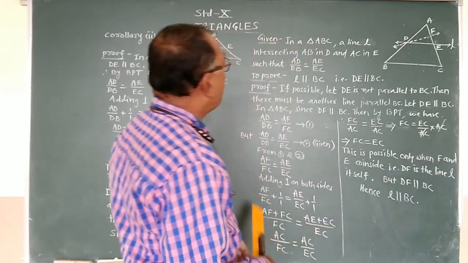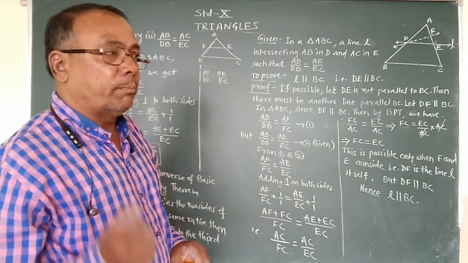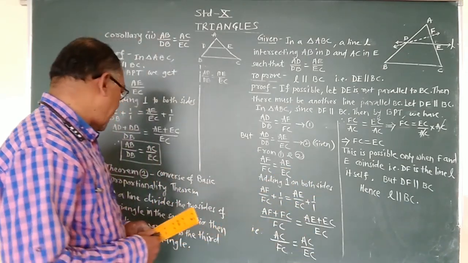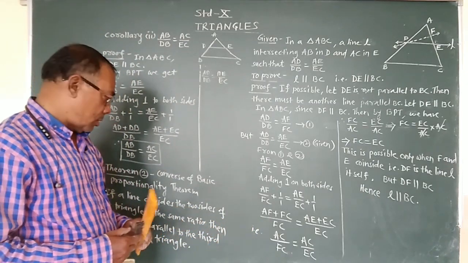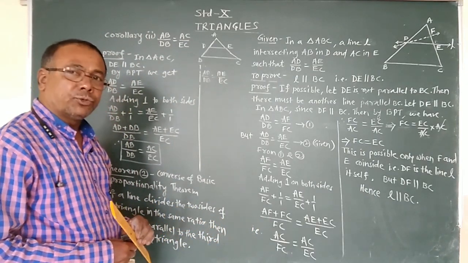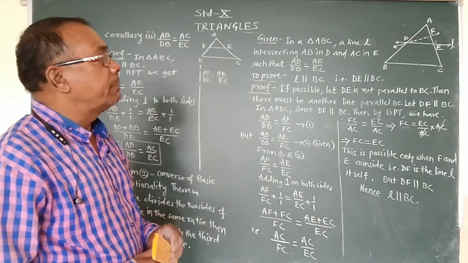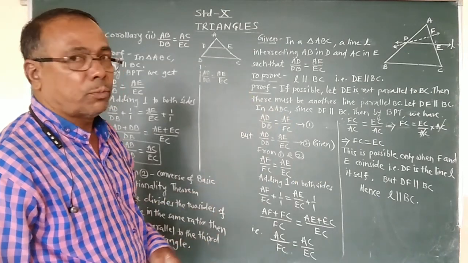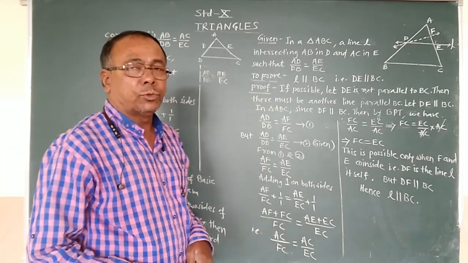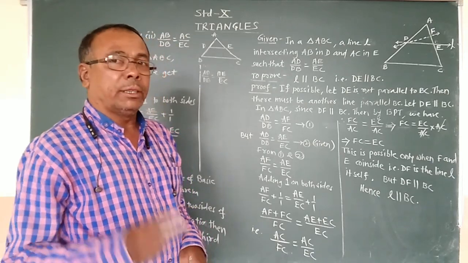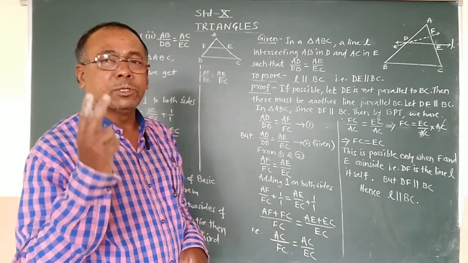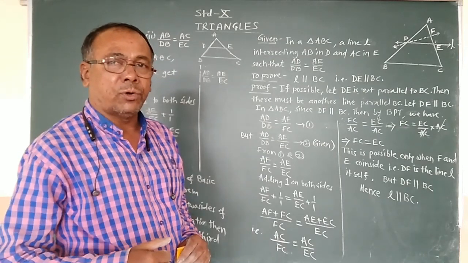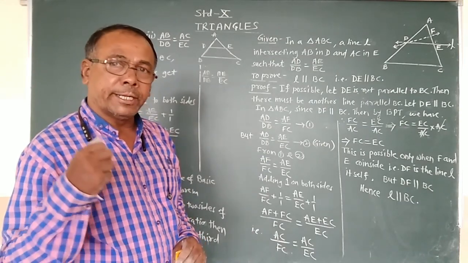In this way, we have proved the converse of BPT, that if a line divides the two sides of a triangle in the same ratio, then the line is parallel to the third side, and this is known as the converse of BPT. So here we have seen the two theorems, that is, first is the basic proportionality theorem and another is the converse of the basic proportionality theorem.